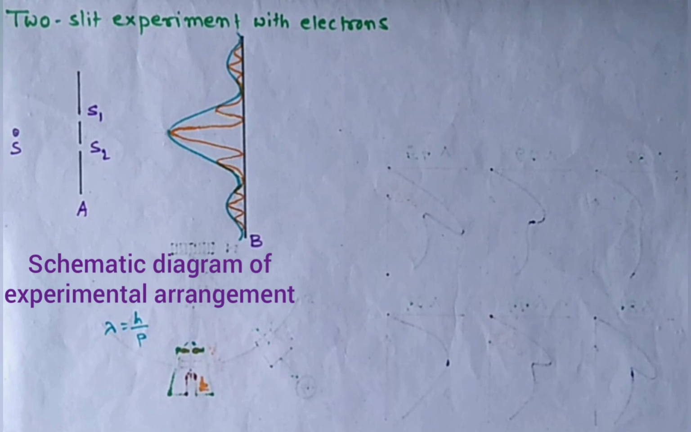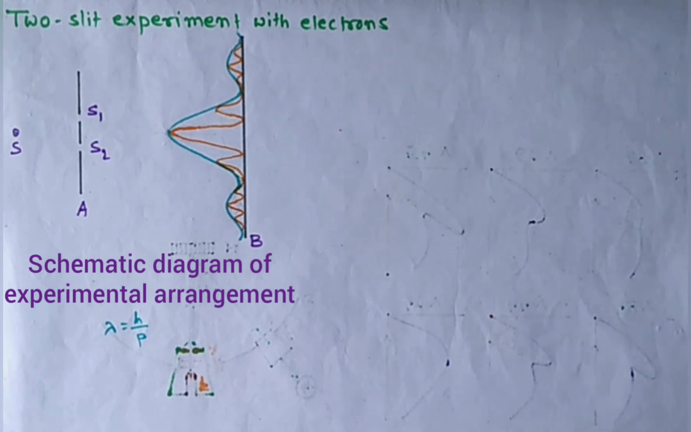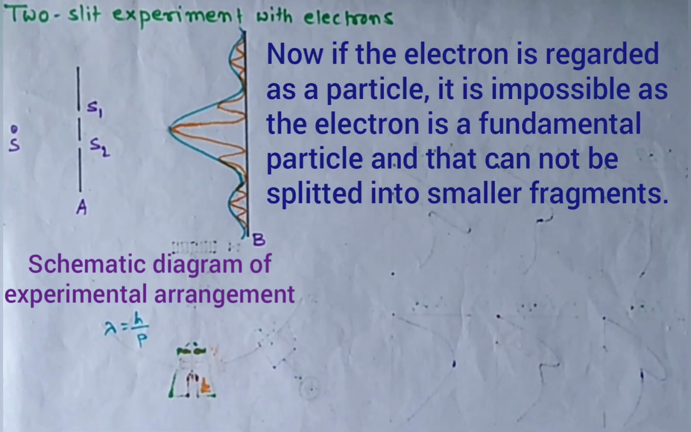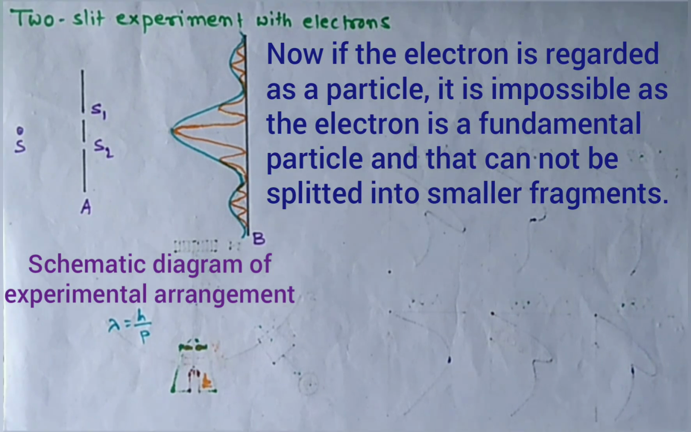Look students, here, as we assume a single electron falls on the diaphragm at a time, we may imagine that this single electron interacts with both slits at that time, as it produces an interference pattern. Now, if the electron is regarded as a particle, the above imagination is impossible, as the electron is a fundamental particle and cannot be split into smaller fragments.